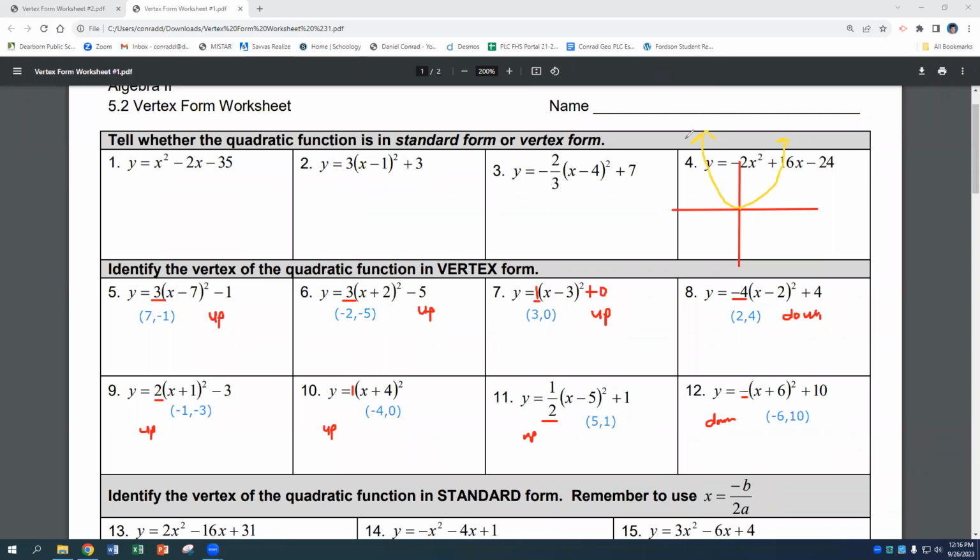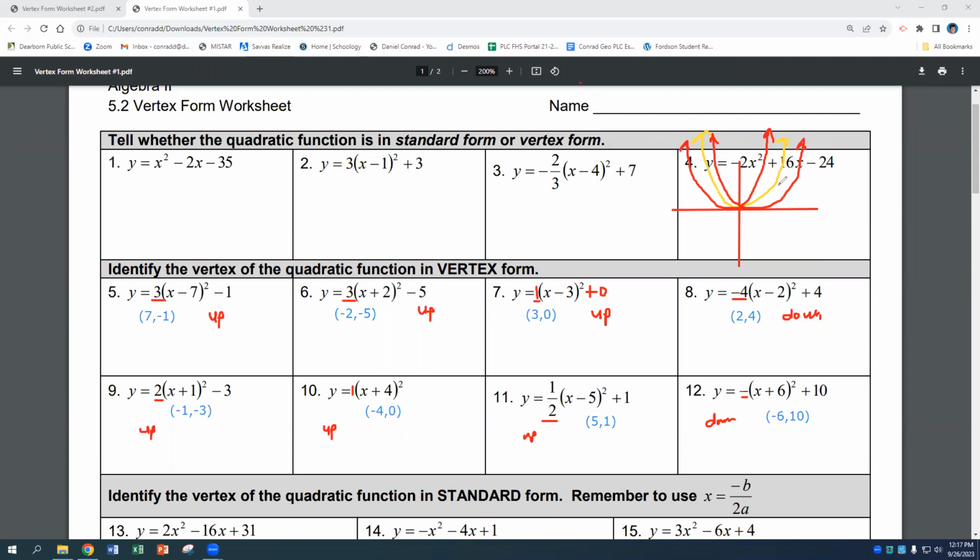Okay, if it's a stretch, that means A is greater than 1. It's going to get pulled upwards, so your graph is going to look more vertical, right? It's going to get pulled up. That's a vertical stretch. If it's a vertical shrink, then the absolute value of A is between 0 and 1. It's going to get smushed, compressed down, and it's going to be wider.